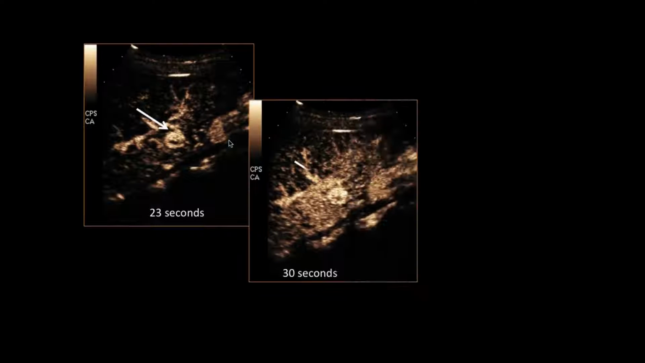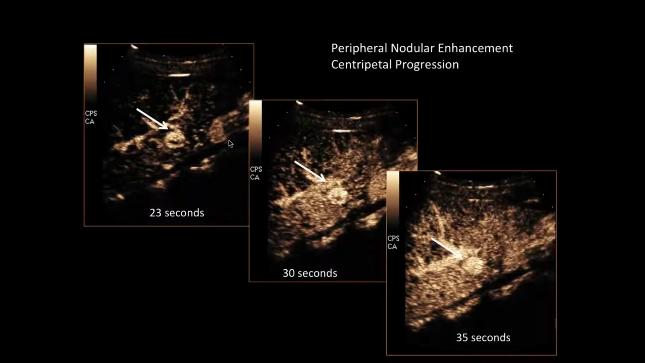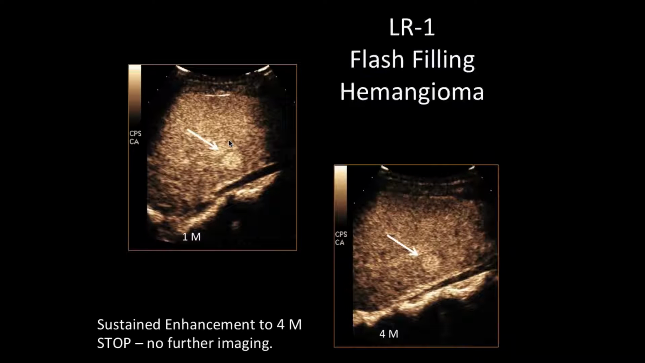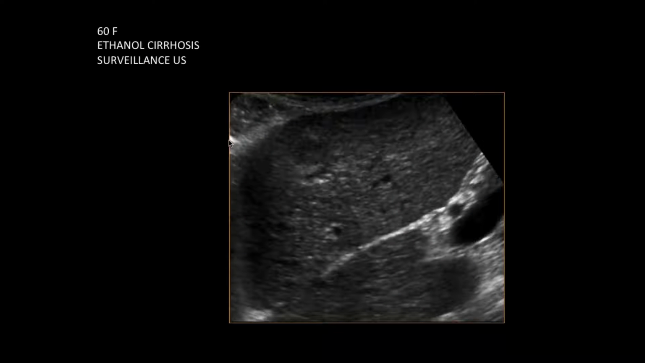This allows us to extract from our movie images at these time intervals, and you can see that this lesion has classic arterial phase enhancement for hemangioma with peripheral nodules and centripetal progression. It's uniformly enhanced at 1 minute and shows sustained enhancement at 4 minutes. So this is a classic flash-filling hemangioma. This is an LR1 lesion, and for this lesion we have completed our investigation for this study.